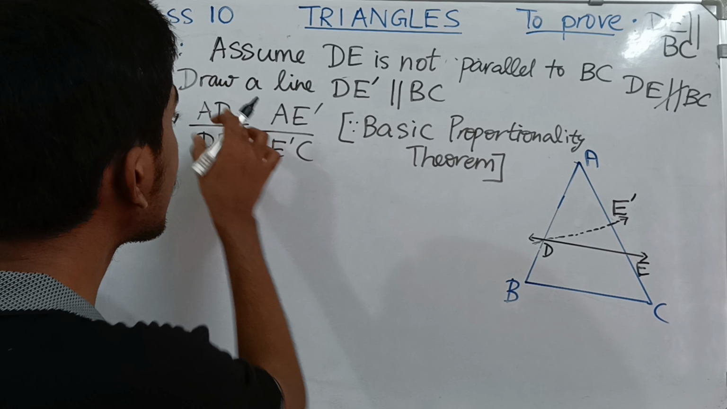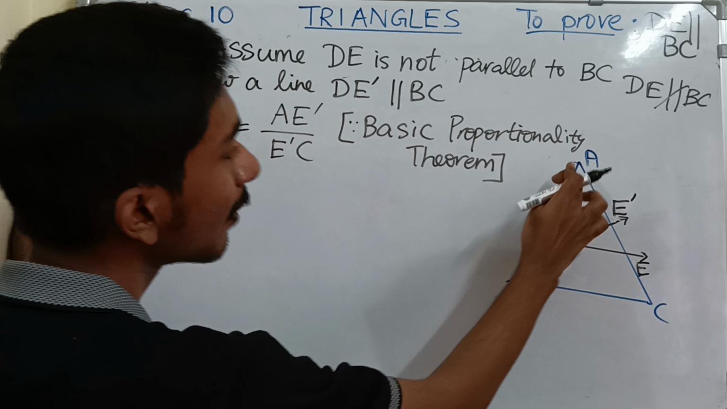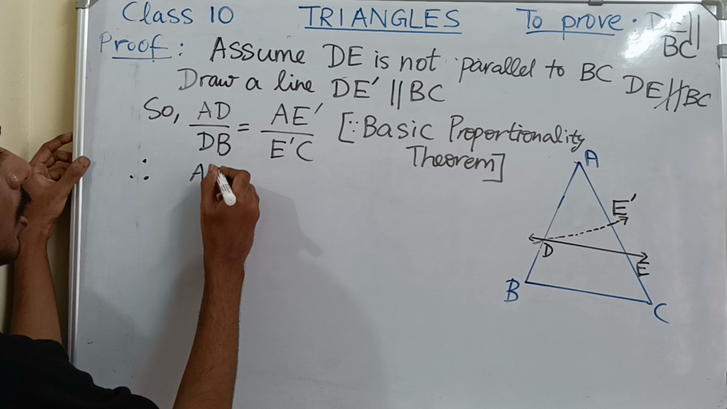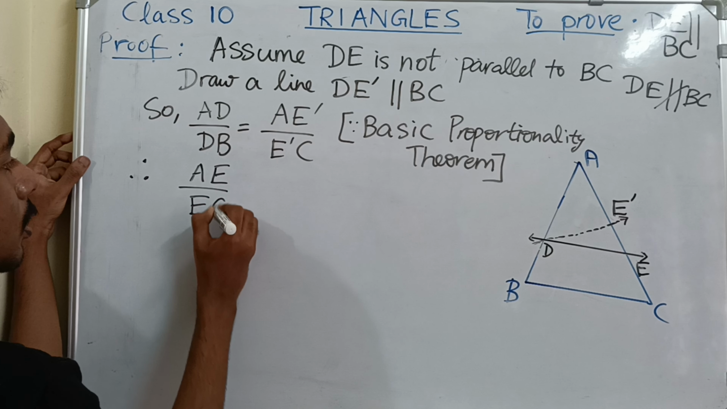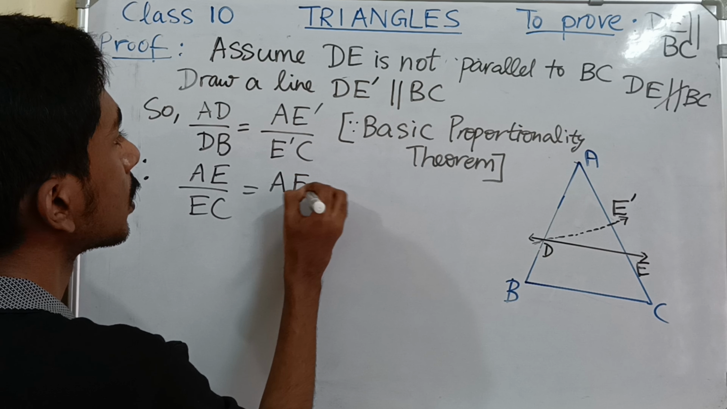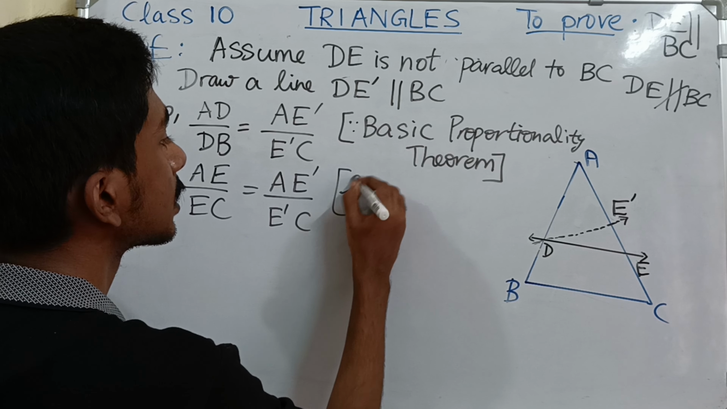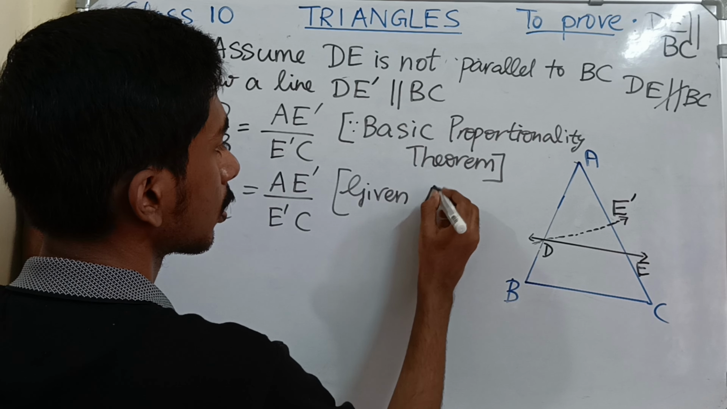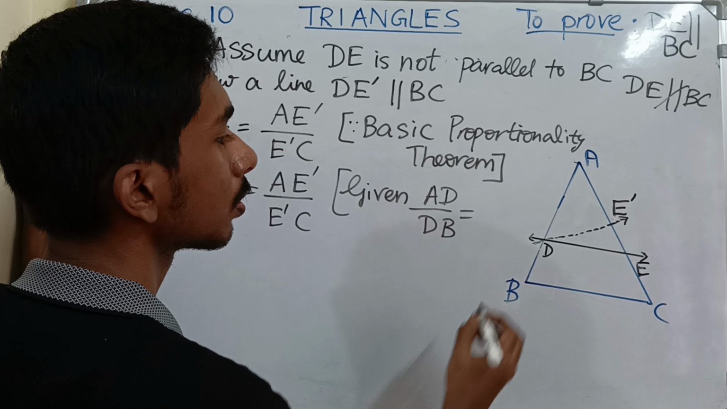It was given that AD by DB is equal to AE by EC. So instead of AD by DB, I will write AE by EC because it was given. Instead of this, I will put AE by EC equal to, after this RHS, let that be as it is, AE dash by E dash C. The reason is given. It was given that AD by DB is equal to AE by EC.